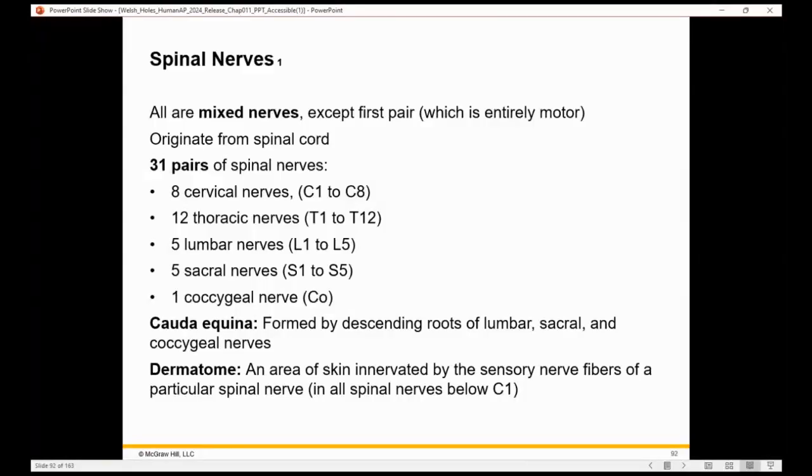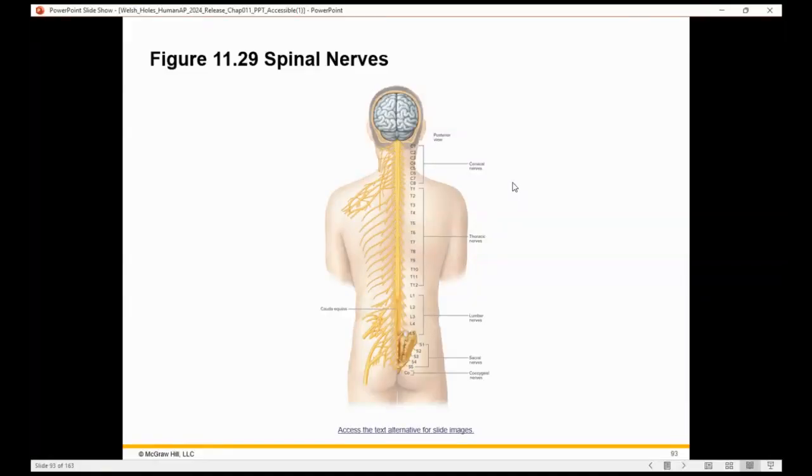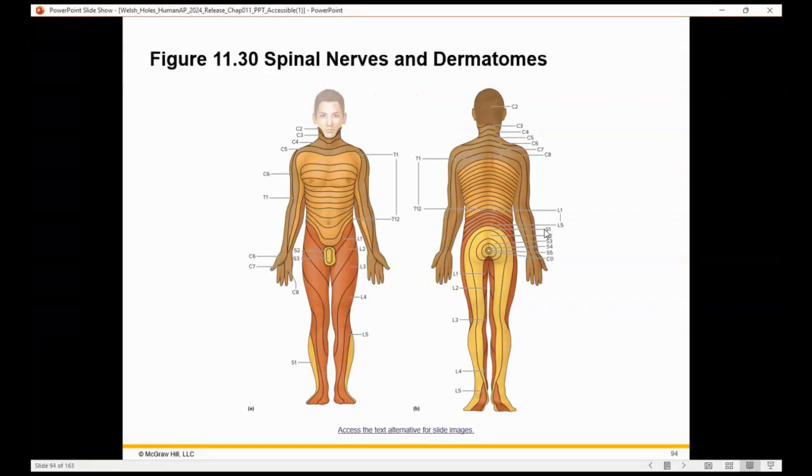The cauda equina is formed by descending roots of lumbar, sacral, and coccygeal nerves. A dermatome is an area of skin innervated by the sensory nerve fibers of a particular spinal nerve, and it's in all spinal nerves below C1. Okay, this graphic shows you the different spinal nerves, the different regions. This figure shows you the dermatomes, where nerves innervate.